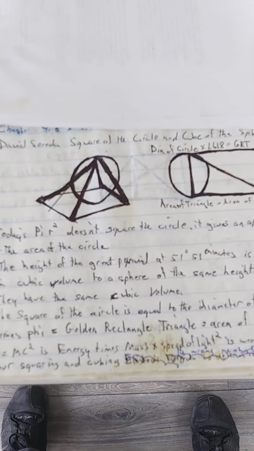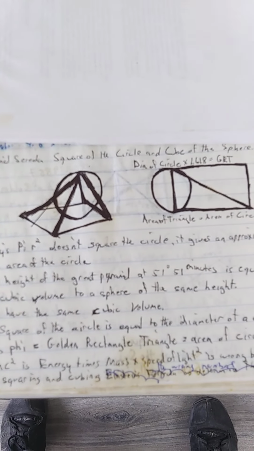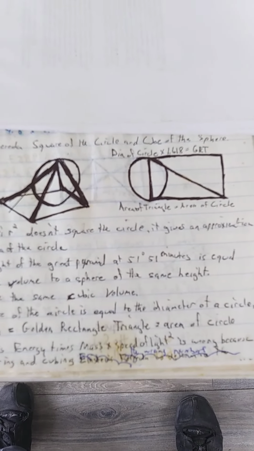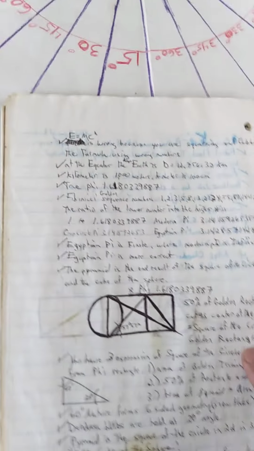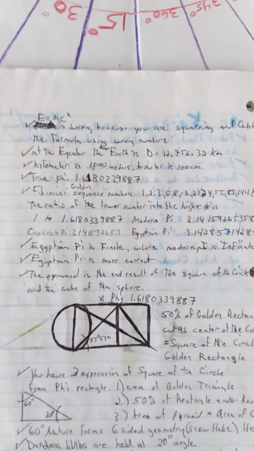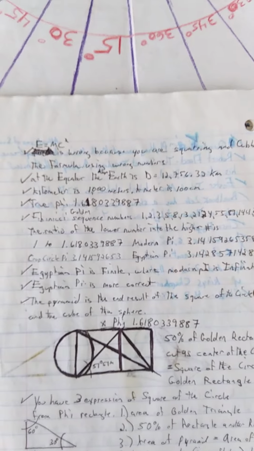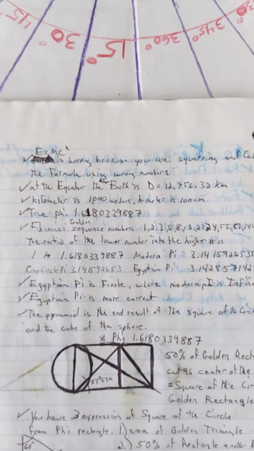He says that E equals mc squared, energy equals mass times light speed squared, is wrong because you're squaring and cubing the wrong numbers. One of the many flaws in this guy's deal. So, this is what David Sereda is talking about. He says that E equals mc squared is wrong because you're squaring and cubing the formula using the wrong numbers.